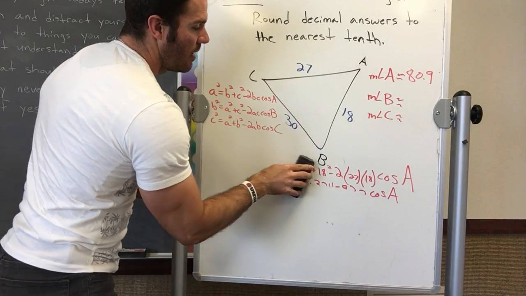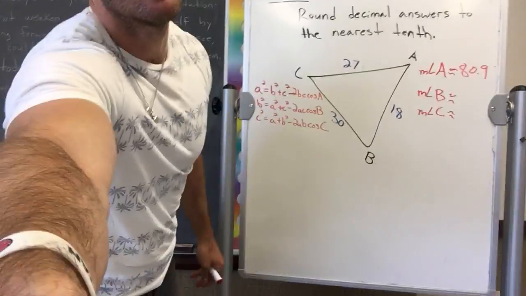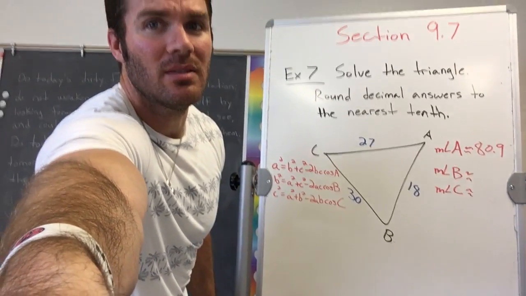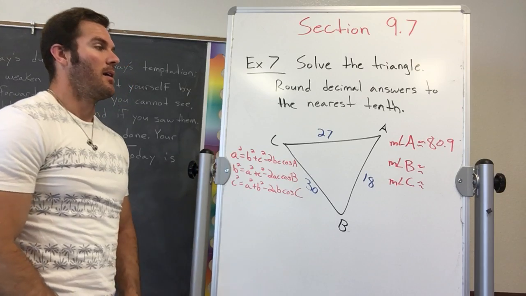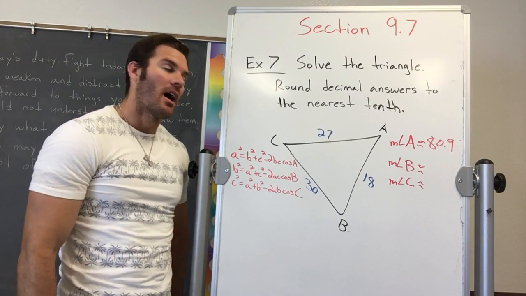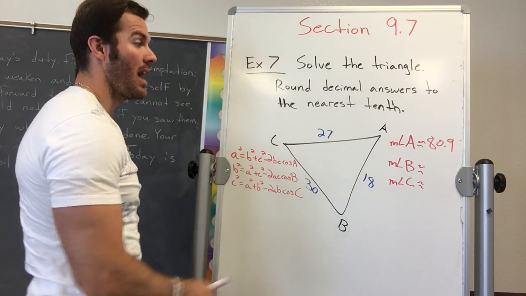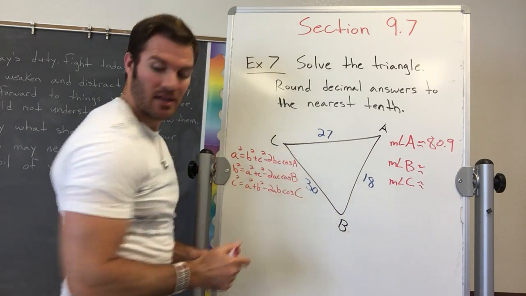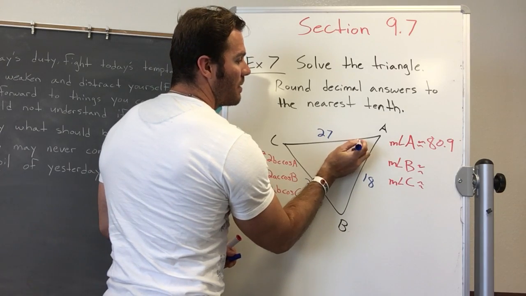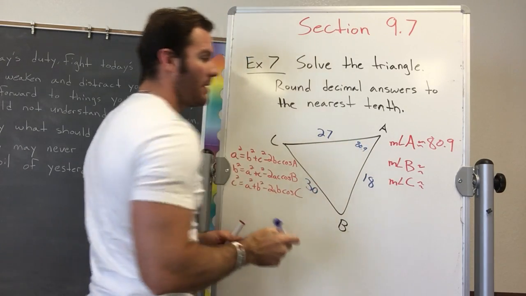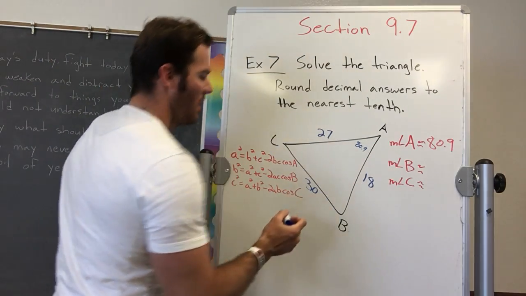Now, do I have to do law of cosines for all of those angles? I mean, that's a lot of work, right? I could if I wanted to, but I don't have to. I could use law of sines, which is a little bit easier, to solve for another angle now that I have the measure of angle A. So let's try law of sines.